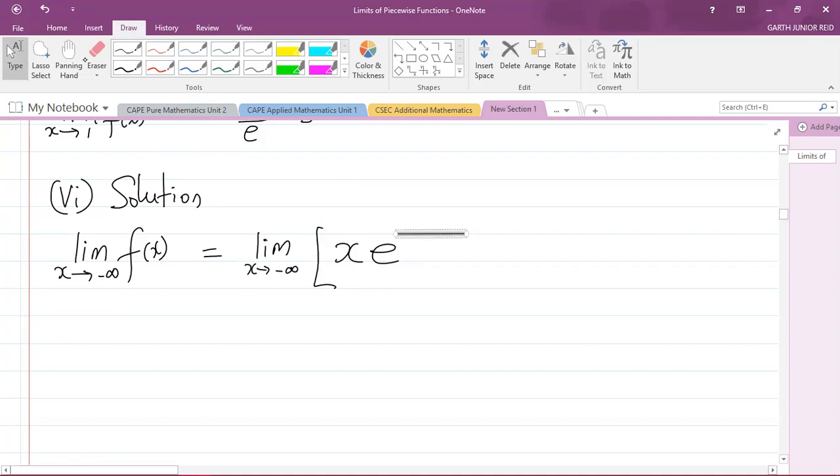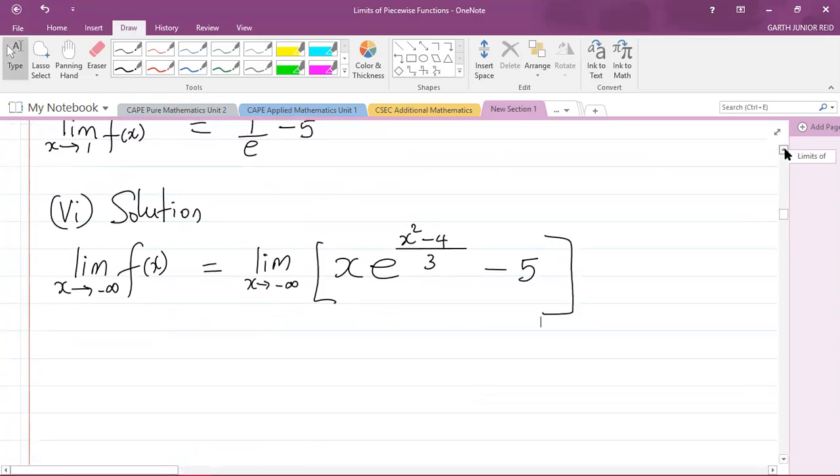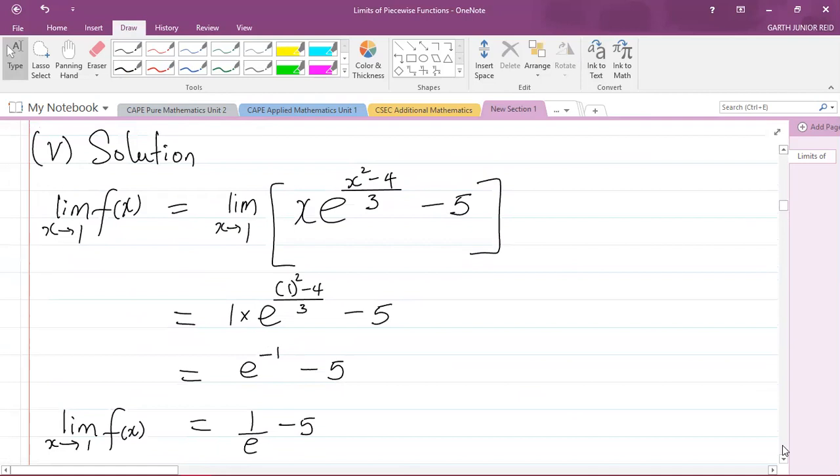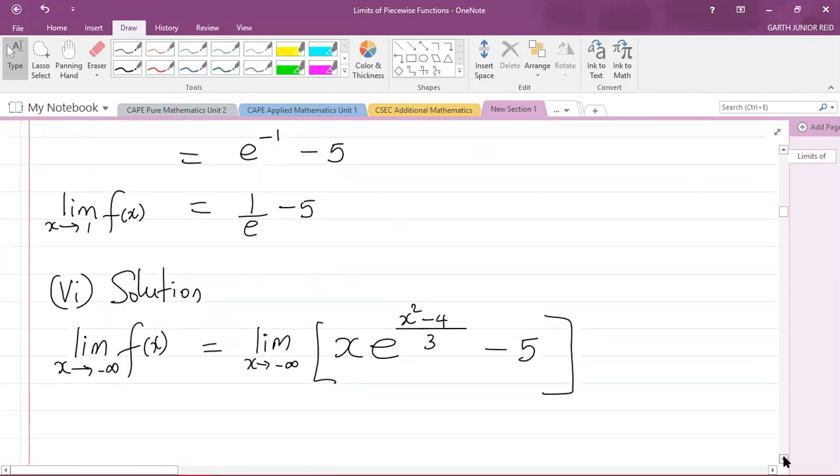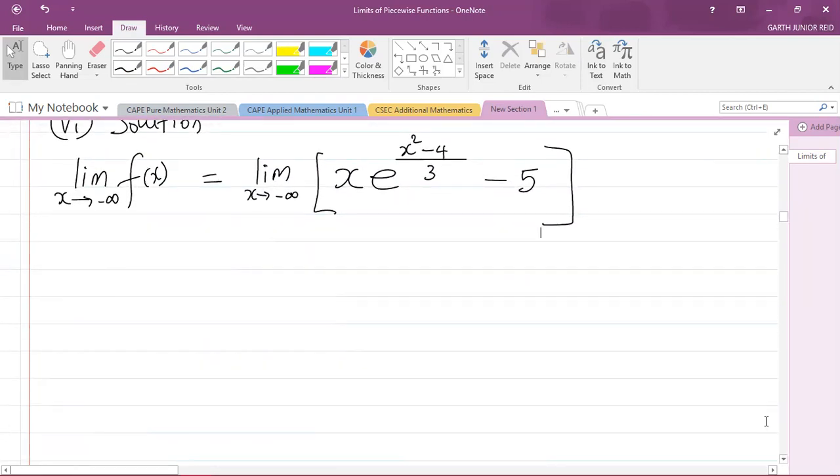e to the power of x squared minus 4 over 3, minus 5. Right? That is my f of x. Good. Just to calculate this limit now. We don't tend to write down the substitution, as in we don't really write down substituting x as negative infinity.